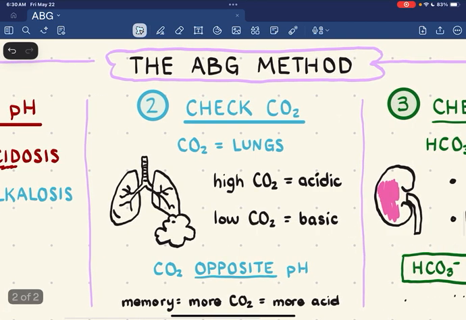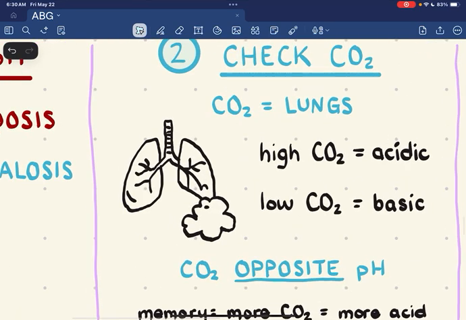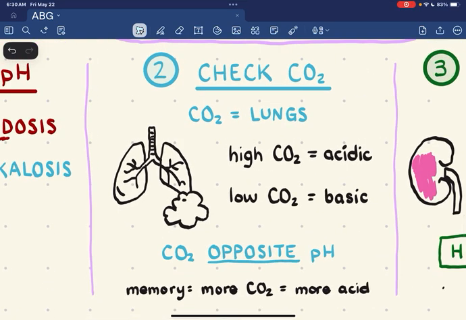And then what you're going to do is check the CO2 level. CO2 is controlled by your lungs. That's why there's this image of lungs. So if somebody isn't breathing well, CO2 is going to build up, because you need to breathe out CO2, and that makes the blood more acidic. And if someone is breathing super fast, they blow out too much CO2, and then the blood becomes more basic.